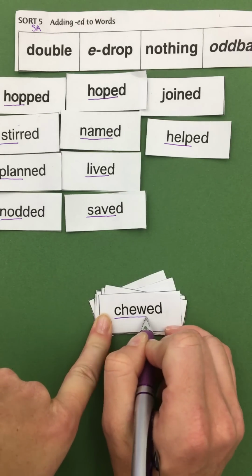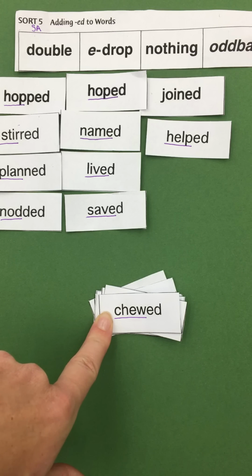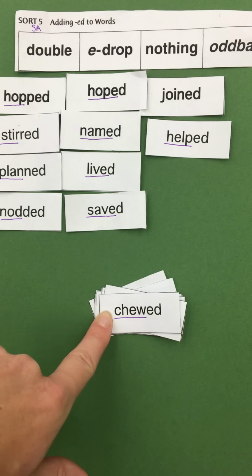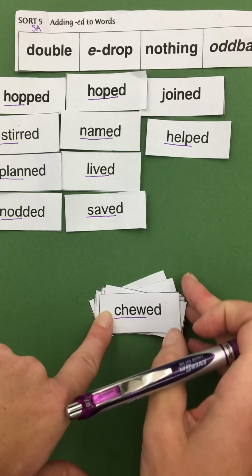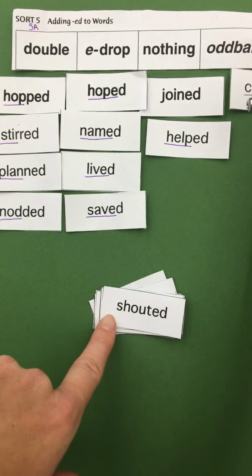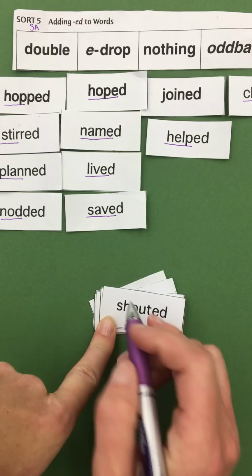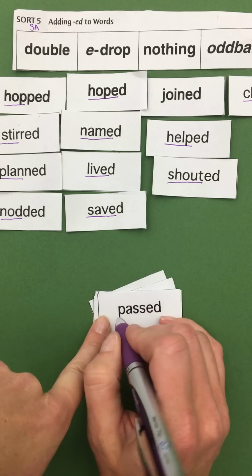Chewed. Now you might think you did nothing here and that's where it goes, but chewed is actually an oddball. Why do you think that is? It's because the E and W make a vowel sound. The W is just with the ood. There's no consonant sound there in between the middle and the D. So it's actually an oddball.